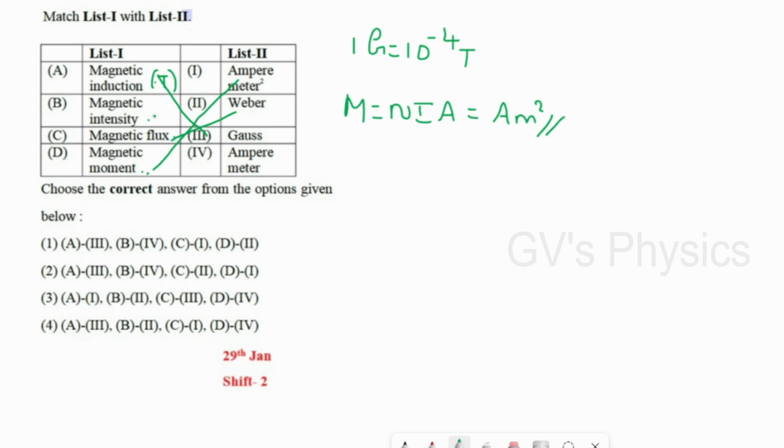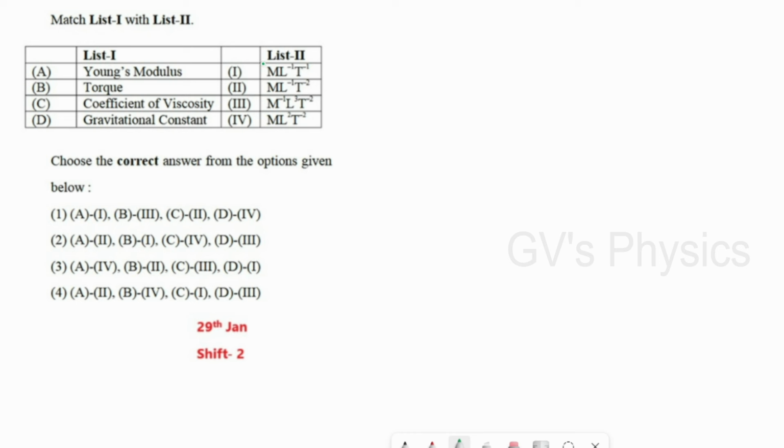Balance magnetic intensity, that will match with 4. Okay. So A matches with 3 and B matches with 4. C matches with 2 and D matches with 1. Option 2 is the right answer. So next question. We have to find the dimension formula for the following quantity. So first we'll start with Young's modulus.